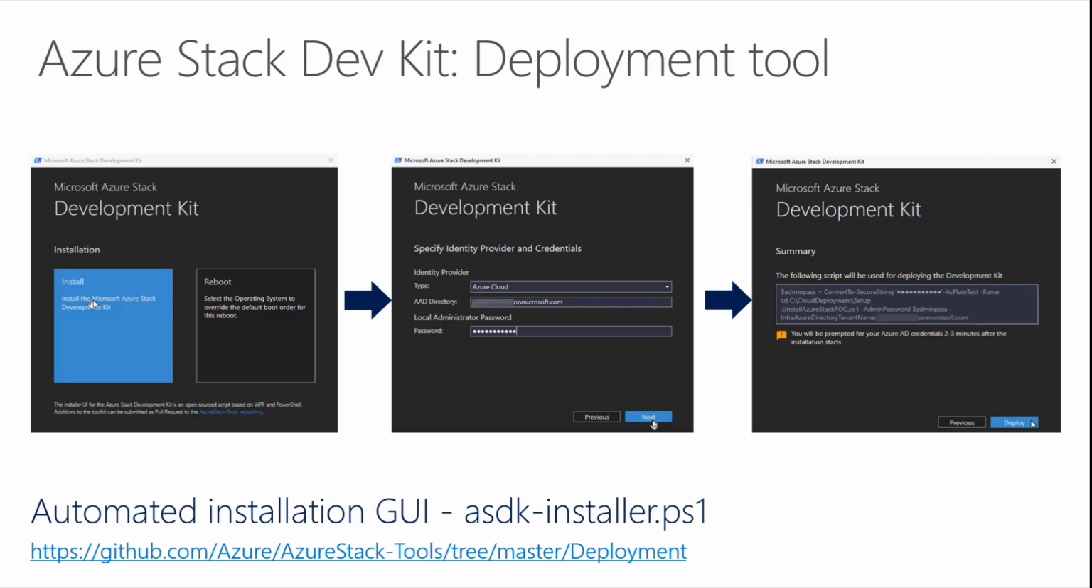In the installation, we determine what the identity provider is. For the Azure Cloud, you want to use your .onmicrosoft account in Azure Active Directory. Put in the local admin password, and then it tells you it's going to run the script and that you'll get prompted for your Azure AD credentials 2 to 3 minutes after the installation starts. So you want to make sure you have that ready to go.